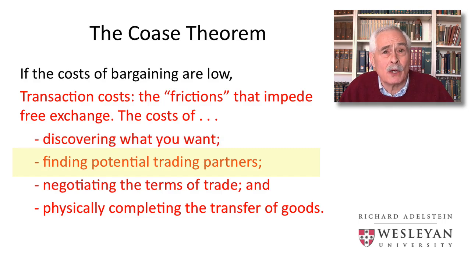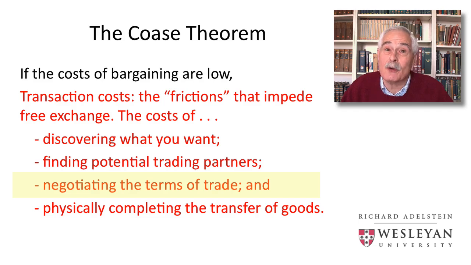Once we know what we want, and indeed know what we have to trade in exchange to get what we want, then our problem becomes finding potential trading partners. Who is it out there in the universe who has what we want and is willing to accept what we have in exchange for it? Sometimes it's easy to find potential trading partners. Sometimes it's very hard to find potential trading partners. And sometimes there are many, many trading partners, and one finds it difficult to find the best trading partner, the one who's willing to offer the most favorable terms of trade.